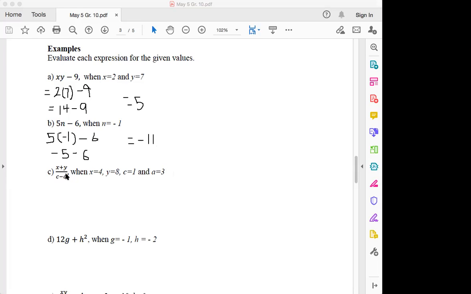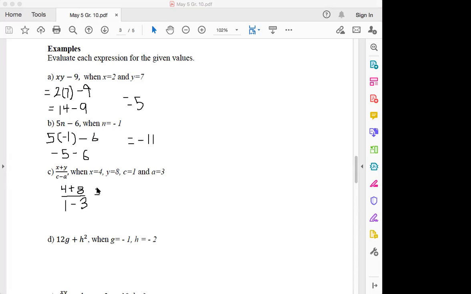We have the next one here. So x plus y over c minus a. When x is equal to 4, y is equal to 8, c is equal to 1, and a is equal to 3. So here we have x. So x is 4. Plus we've got y, which is 8. Over c, which is 1. And a, which is 3.